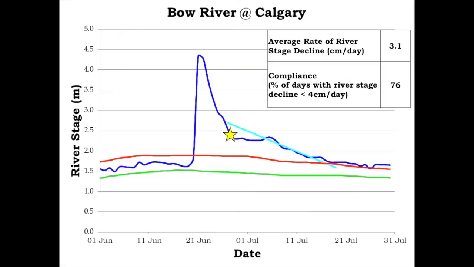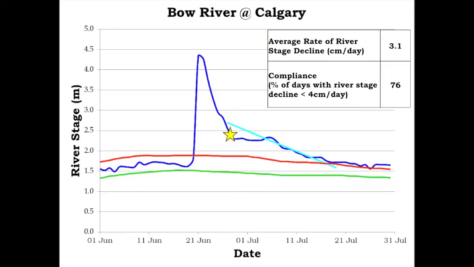And we find that there's a compliance rate of about 75%. This is very high. We find in the Oldman Basin that anytime we get up above 80 to 85% is about as close as we can get it, simply because there will be single days here and there where the flows will decline at a much higher rate.